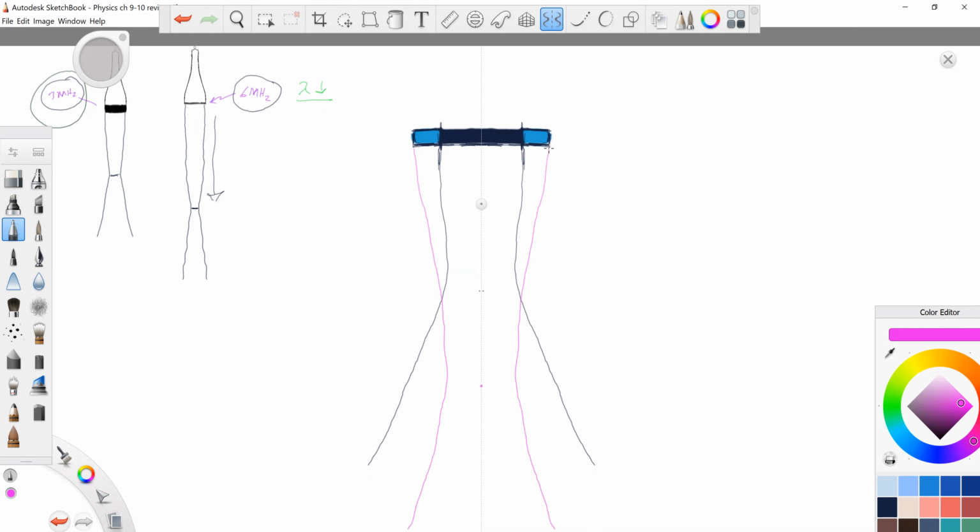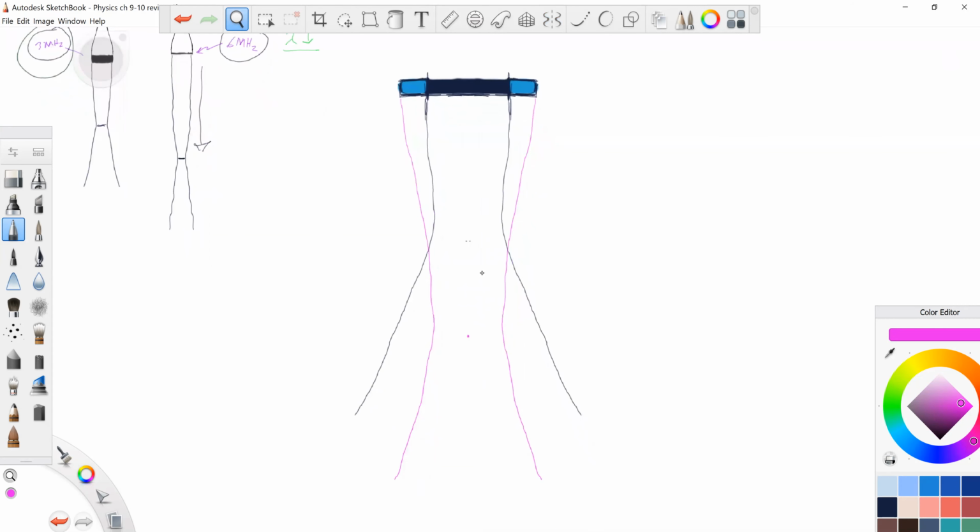Okay, so let's see if I've drawn that halfway decent. What this question is asking is how quickly the beam diverges.